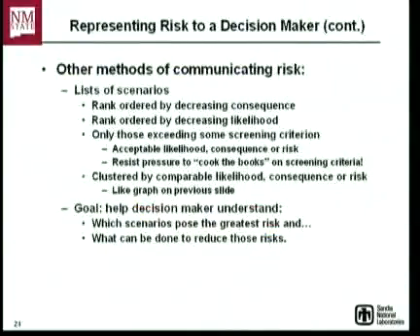There are other methods of communicating risk. We've talked about lists, rank ordering by consequence, by likelihood. Exceeding a screening criterion is something that is a little bit dangerous. The reason for that is best told by example. There was a Department of Energy methodology for doing risk analysis on criticality of nuclear materials. A criticality incident is a very severe thing at a facility if it has special nuclear material.